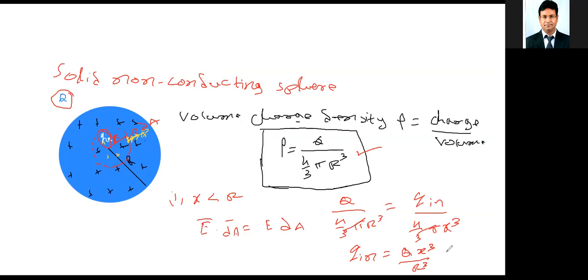Now I'll apply Gauss law. When I apply Gauss law, our condition of Gauss law is saying integral E bar dot dA bar. So I'll simply write it as E dA. Why? Because both are in the same direction. Cos theta, theta is 0, cos 0 is 1. So therefore I'll get simply E into dA, that is equal to Q inside by epsilon naught.